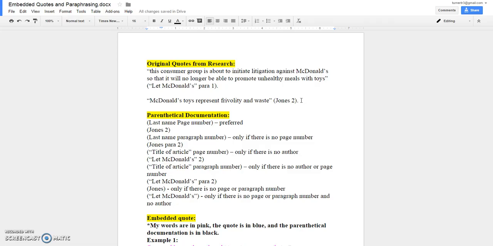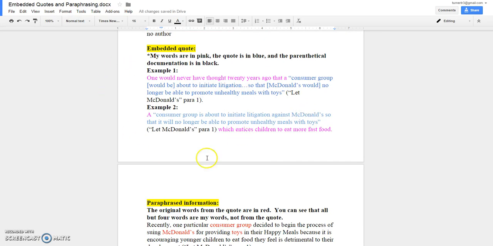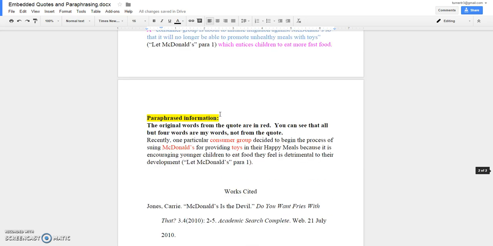And hopefully you also can see the difference between citing something and embedding it as a quote, or citing something and paraphrasing it.